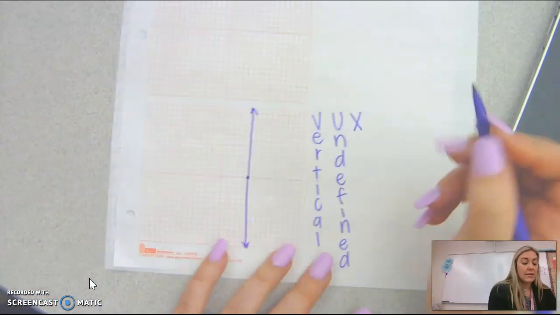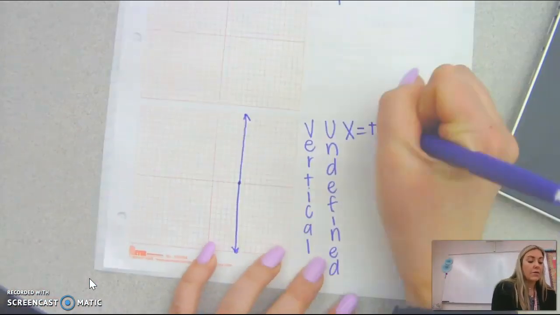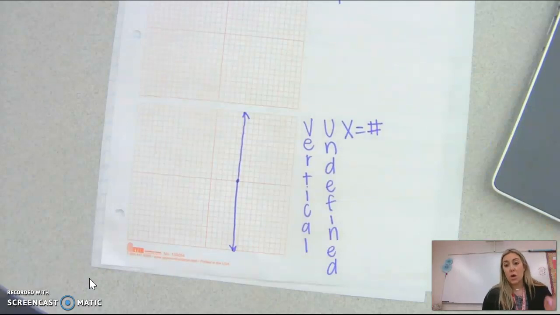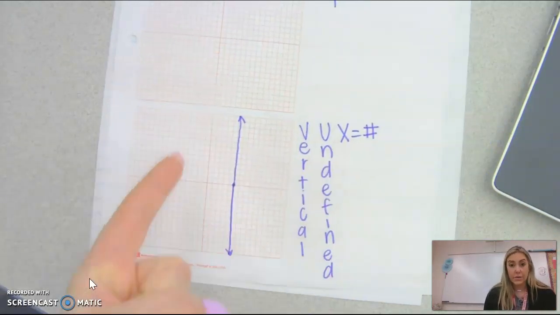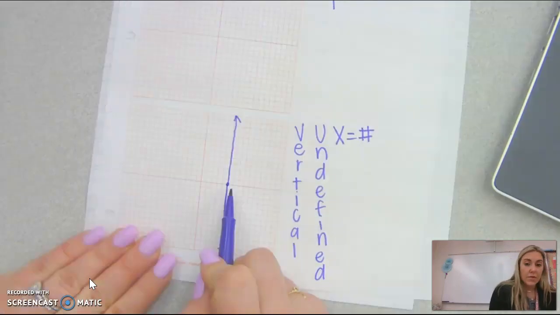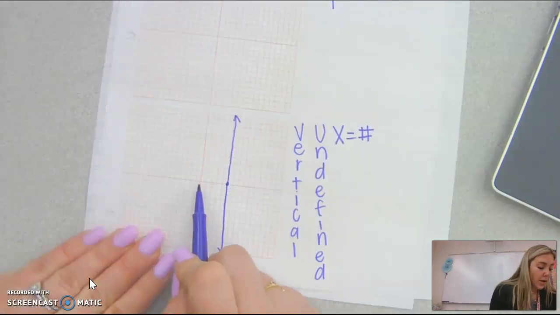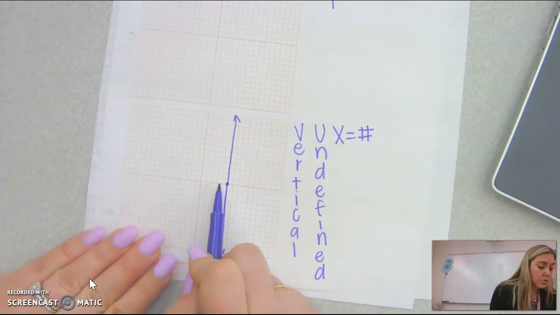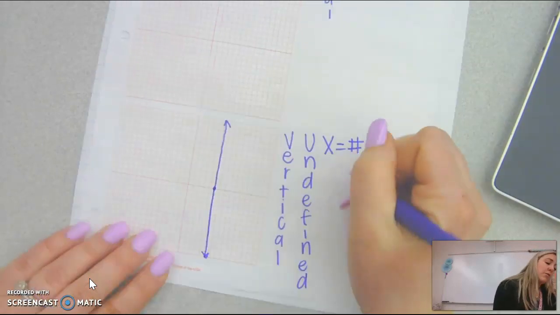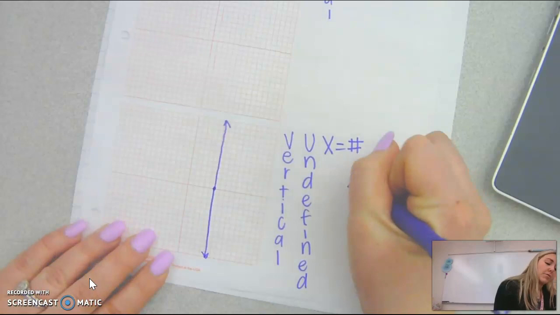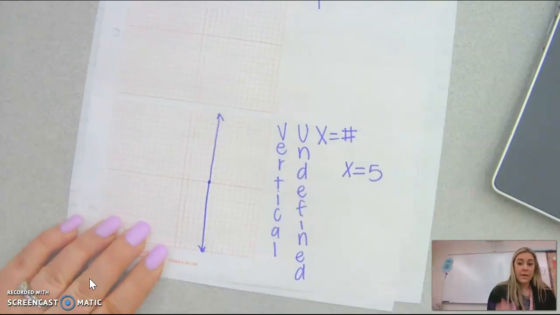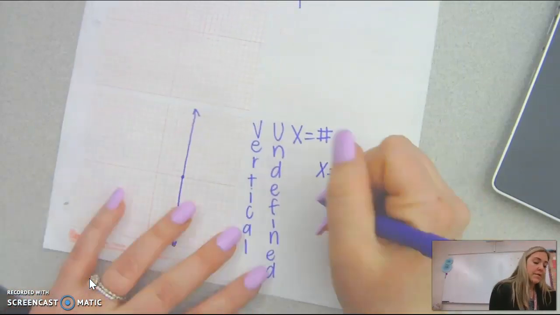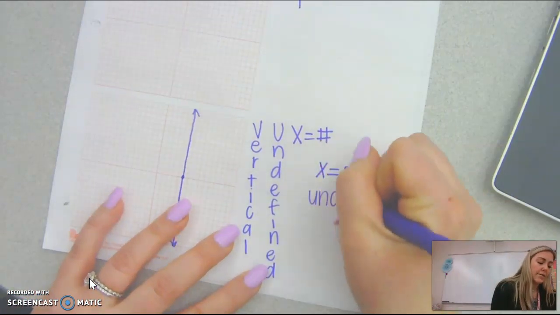And then the X stands for X equals a number. So this equation is always going to be X equals a number. If it asks for the equation for this line, we would count the number that the dot's on. So I go to the right, 1, 2, 3, 4, 5. My equation would be X equals 5. And if it asks me for my slope, it would be undefined.